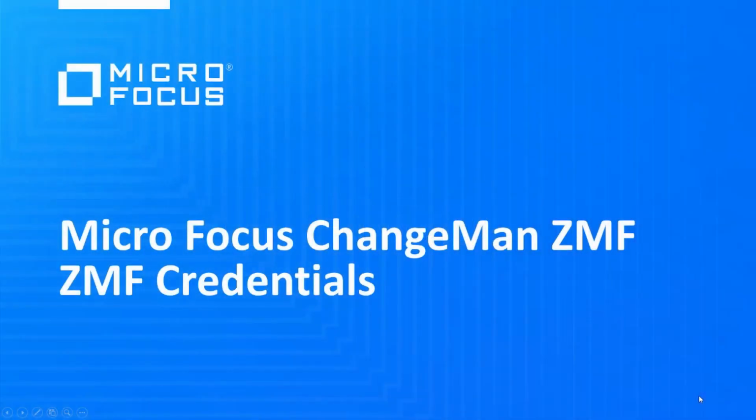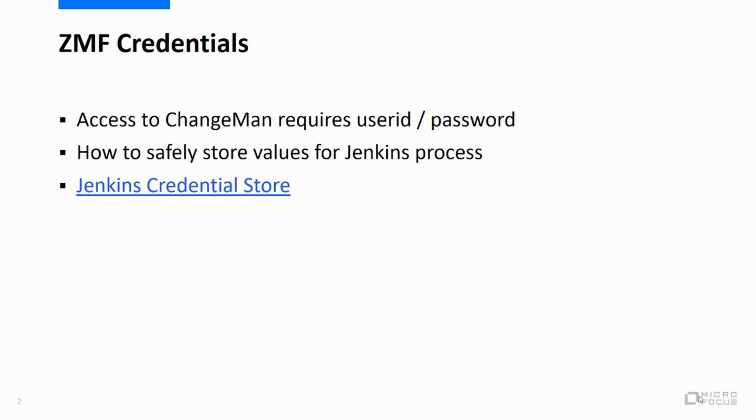Hello, this video illustrates how to store ZMF credentials within Jenkins that can be used by a Jenkins process. All access to ChangeMan requires user ID and password. So how do we safely store these values so they can be used by a Jenkins process? Let's take a look at setting it up.